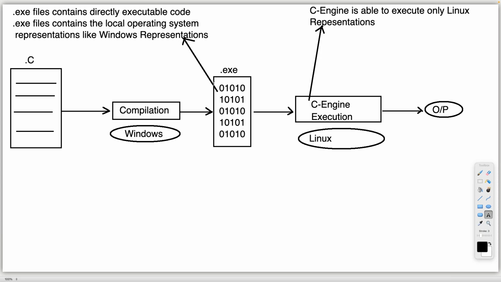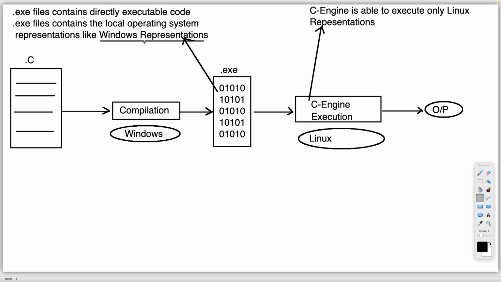Okay, now in this example, we have the .exe file. This .exe file contains what representations? Windows representations. If I give this .exe file to the C engine which is on the Linux operating system, it is able to execute only what representations? Linux representations. But we are providing Windows representations. From one operating system to another, conventions are different or not? So how is it possible for the C engine on Linux to execute a Windows represented .exe file?